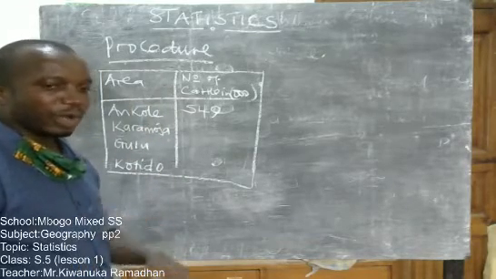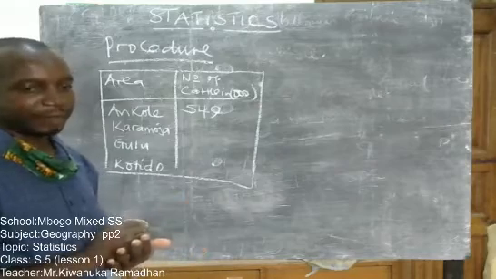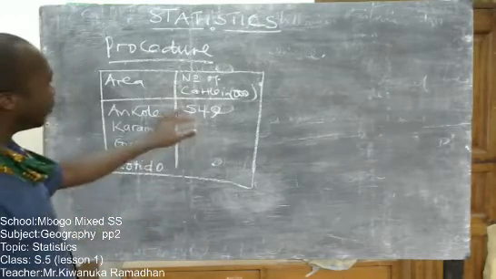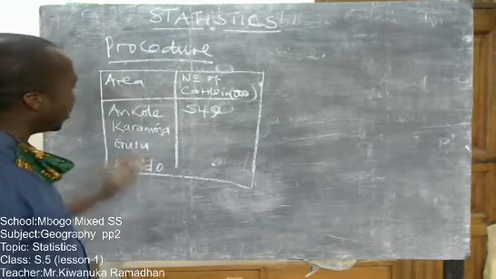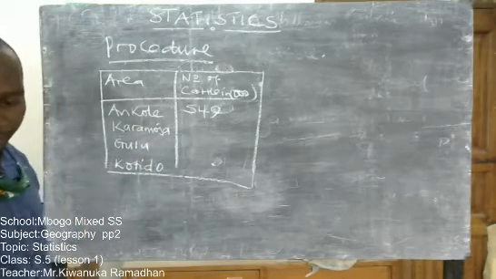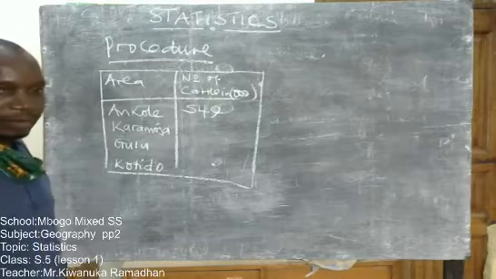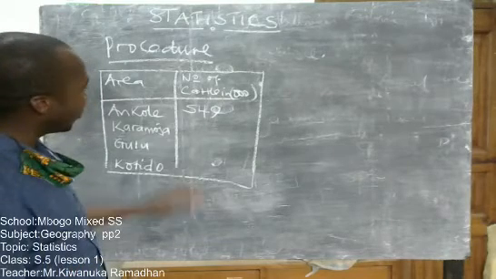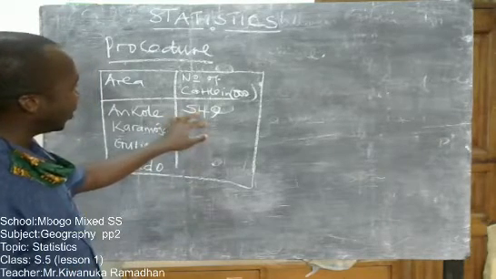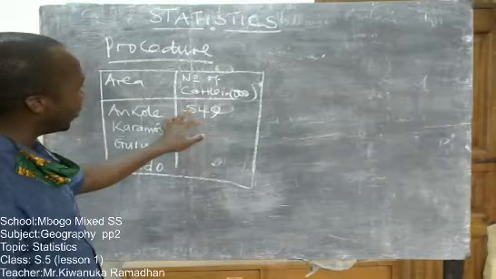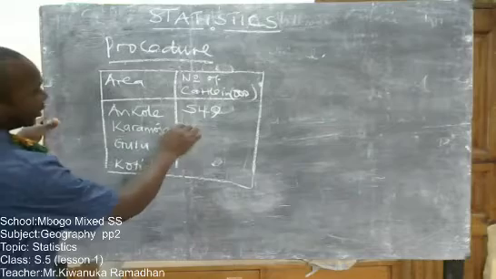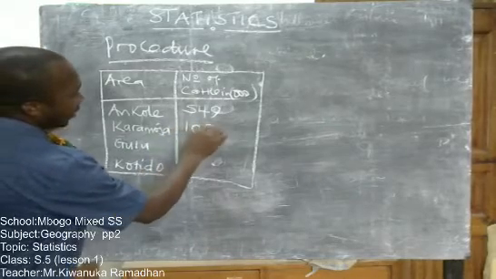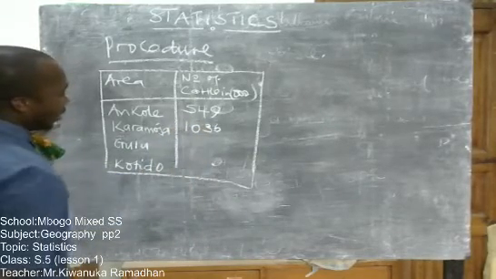Then 2, we are going to accumulate those values. Ankole has 549 thousands. Then we are going to add on Karamoja. When you add 487 to 549, we are getting 1036.